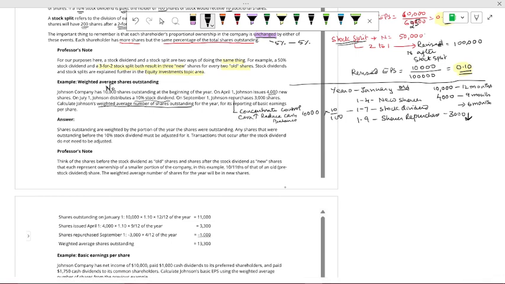Okay. Now, it is stock dividends. Are you clear about this? First understand this one, okay? Johnson's has 10,000 shares outstanding at the beginning of the year. On April 1st, they issue 4,000 shares. They distribute a 10% stock dividend. They distribute how much? They distribute 10% stock dividends.